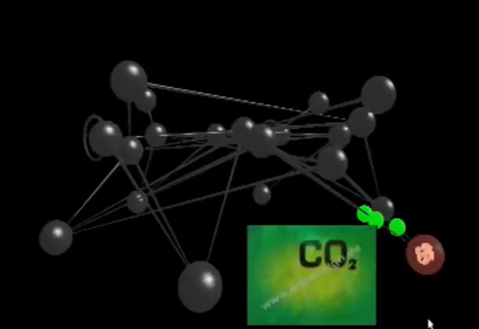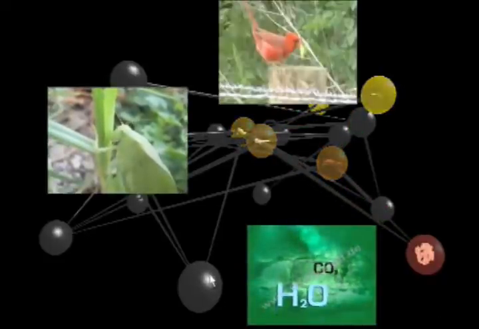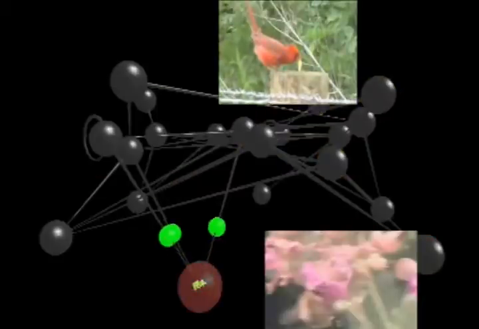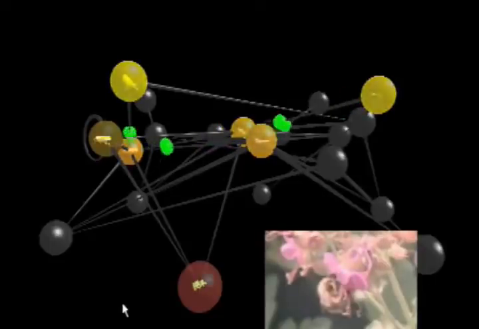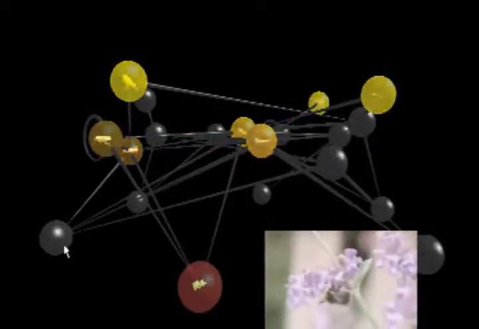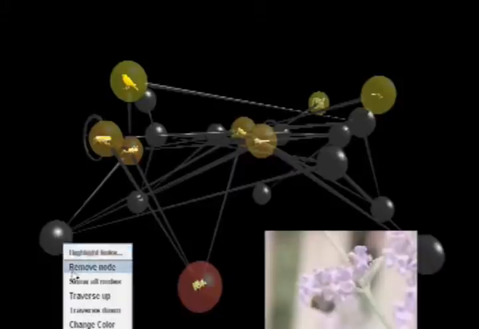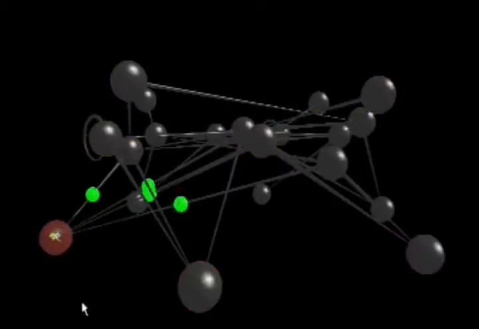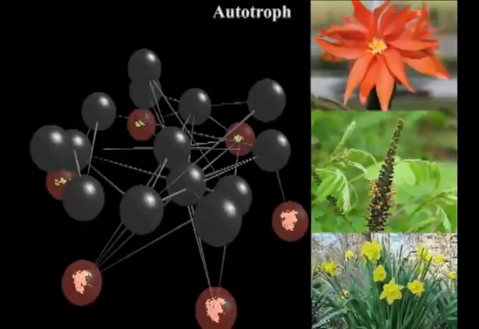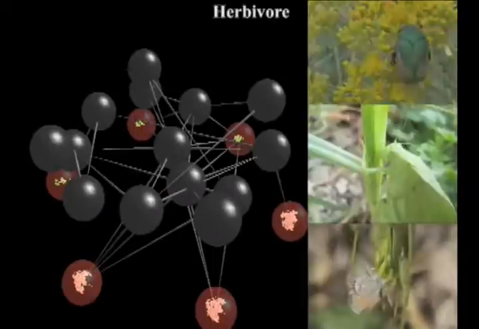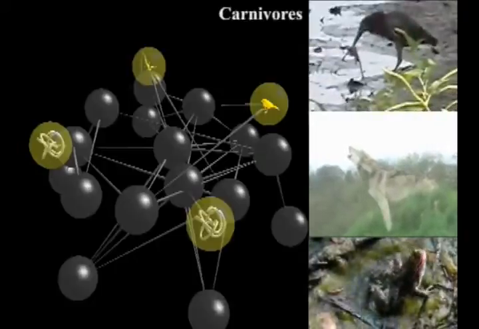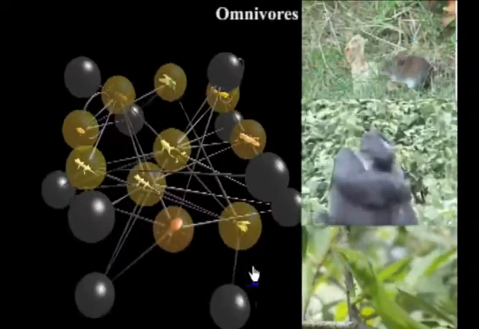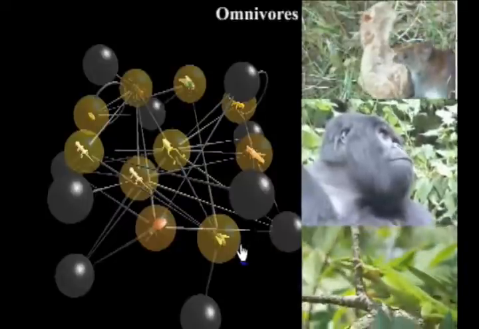At the base of these networks are species such as plants that use sunlight to combine water and carbon dioxide to make food on which all other species depend. These plants, along with many different types of animals, make up interdependent networks whose diversity and complexity have puzzled scientists for decades. One type of animal includes herbivores, who eat only plants. Another type includes carnivores, who eat only other animals. Yet another type is omnivores. They eat both plants and animals.